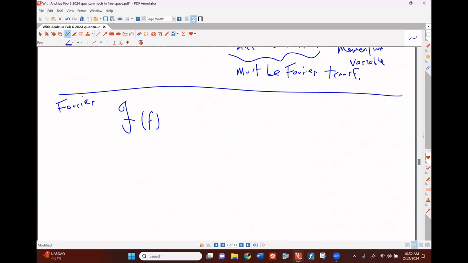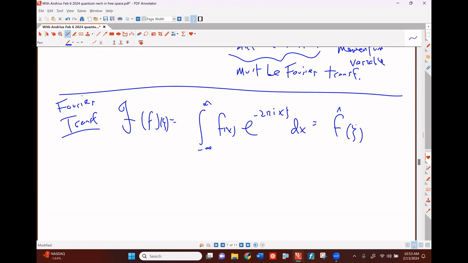I use the mathematician's Fourier transform. Physicists scale it a little bit differently. So it's a Fourier transform. Why do I write it this way? Physicists don't like to write it like that. They write it slightly different without the 2 pi in there.